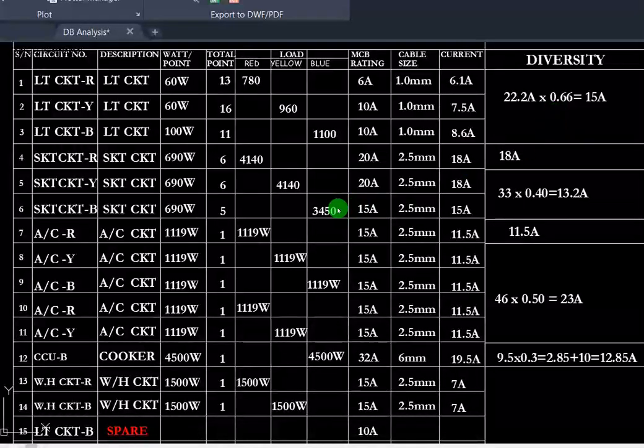All right, guys. Now we are going to apply our diversity factor to our load analysis table. This is what we have in our previous calculation for the ground floor. What we are going to do now is use this for the first floor as well. So that means this analysis is going to be for the ground floor and first floor.